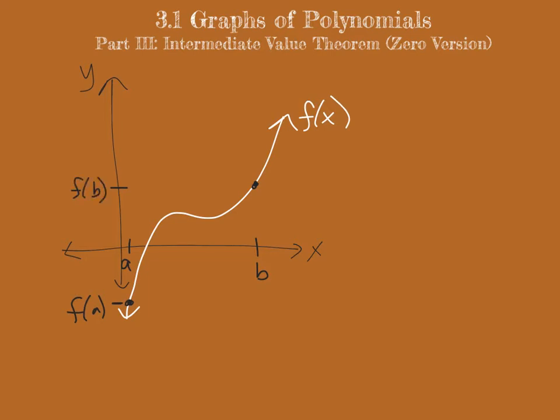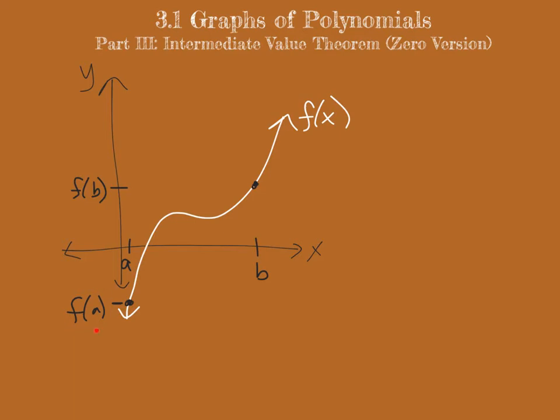All right, let's think about what kind of number f of a is. Well, it's down below the x-axis. It's down here. It's a negative number, right? What is f of b? f of b, we don't know exactly what it is, but it's up here above the x-axis. We know it's a positive number.